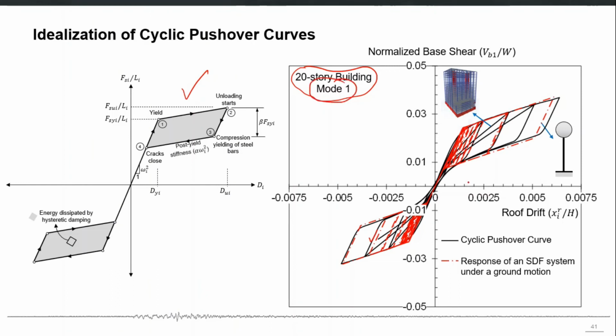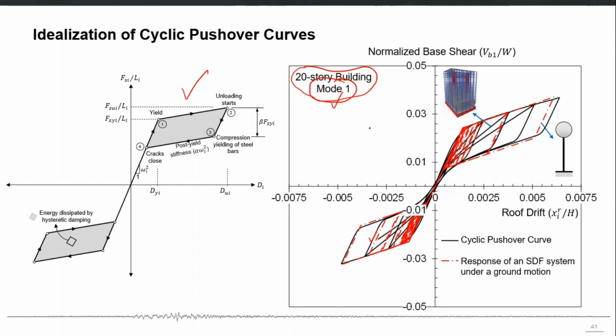So the first mode cyclic pushover curve is the black line, and when we convert that black line into an idealized force deformation behavior, give it to our single degree of freedom system, run that system and plot the response again on the same curve, we get a near exact matching. So this shows that our single degree of freedom system, since the cyclic pushover was for the first mode, is representing the first mode of this 20-story building with a reasonable accuracy.